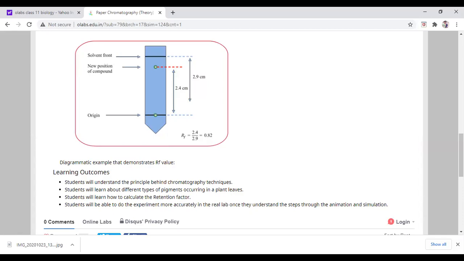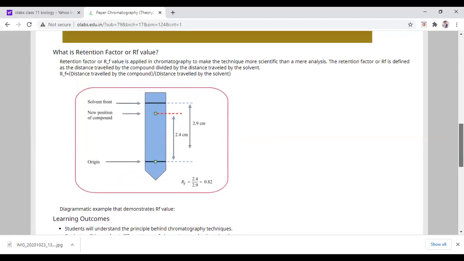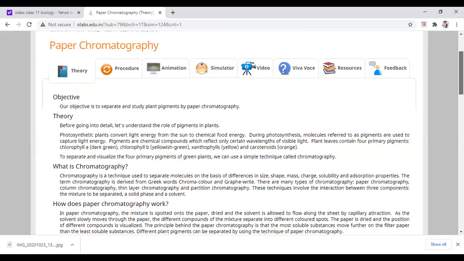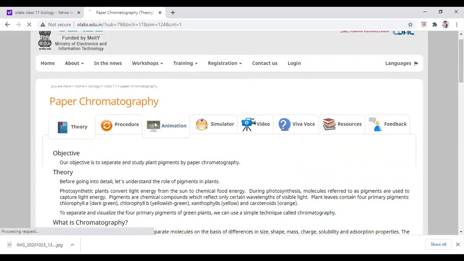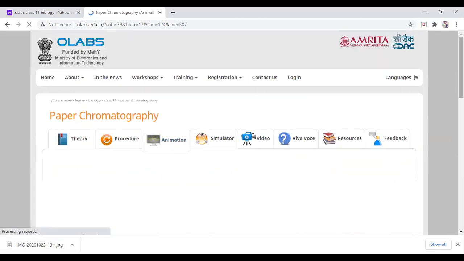Then students will be able to experiment more accurately in the real lab once they understand the steps through animation and simulation. So students, for now it is only understanding, but they will be able to learn better later if they prepare and perform this themselves in the lab. Now let's watch the animation of how this is done.